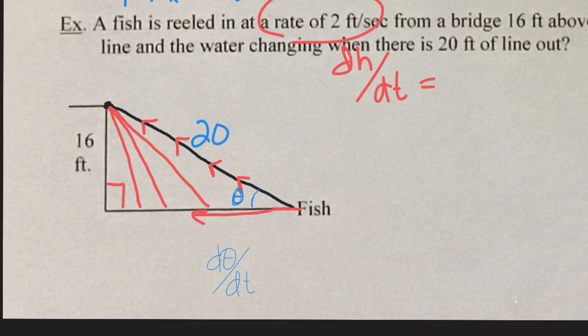Okay, so what is not changing? The height, 16. The height above the water is not changing, right? So this is not changing. That's good. Our angle is changing. The hypotenuse is changing. So if we want theta, that means we have to use what type of an equation? What type of an equation has angles in them?